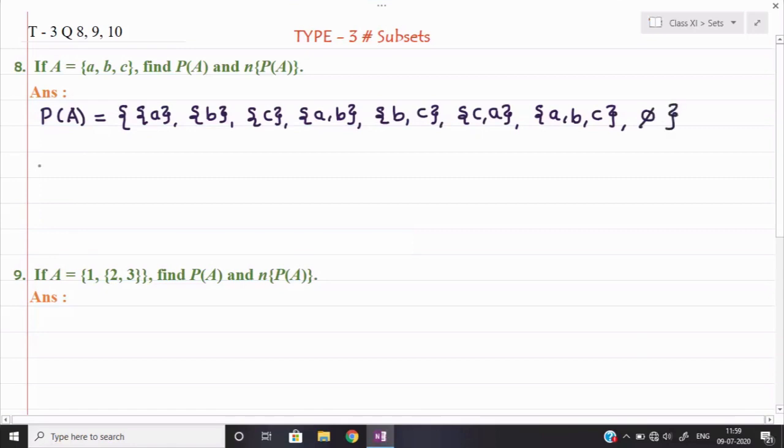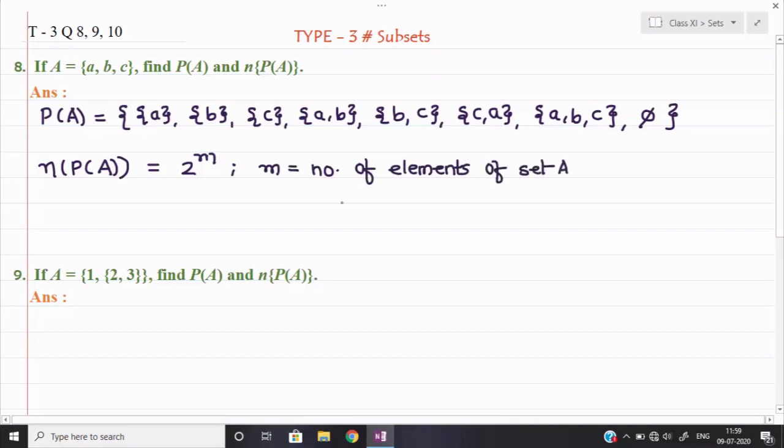Okay, then they are asking the number of elements in the power set of A. Do not count manually, please use the formula which is given to you. So the formula is 2 to the power m. What is m here? m will be the number of elements of set A. So how many elements are given in set A? That is 3. So I will write down here 2 to the power 3, which is equal to 8. Right, students? This is also, I think, a simple question for you.